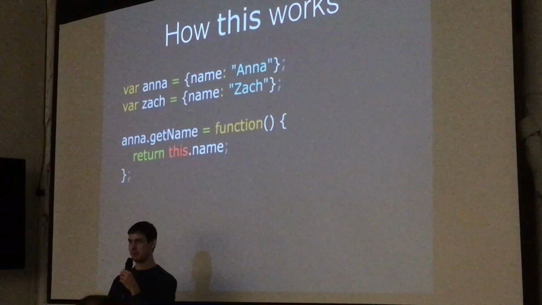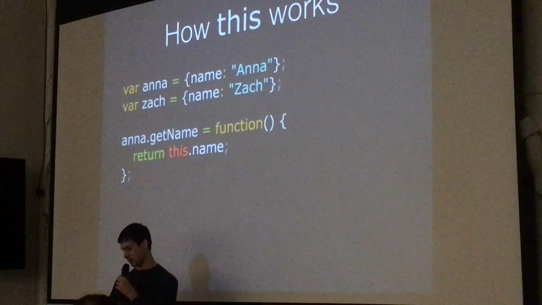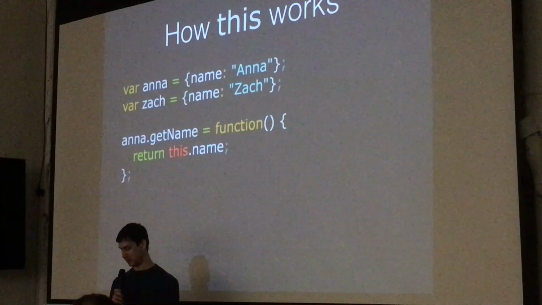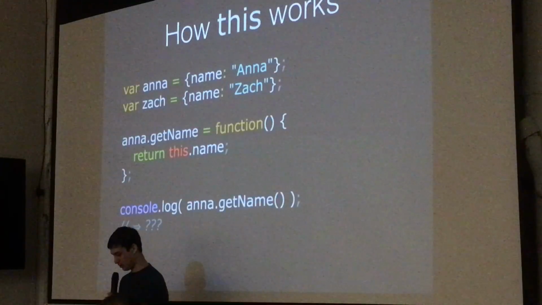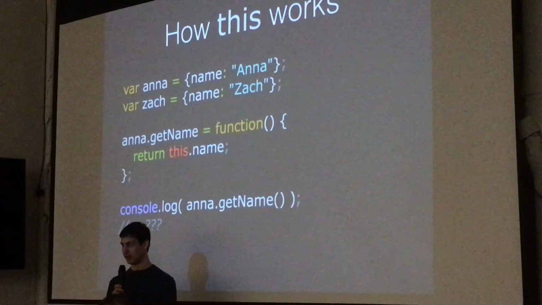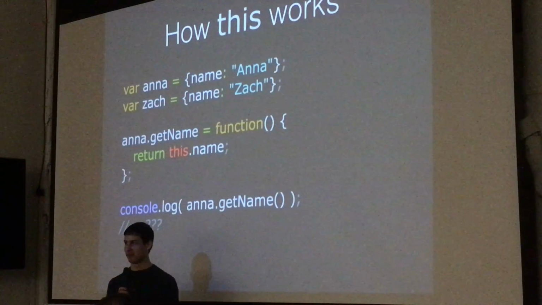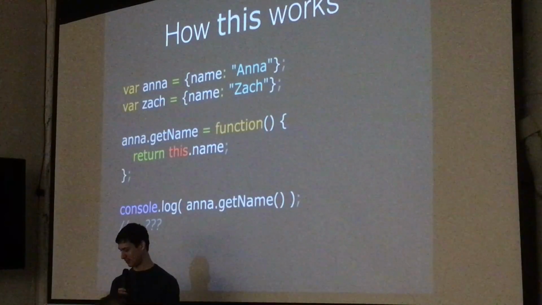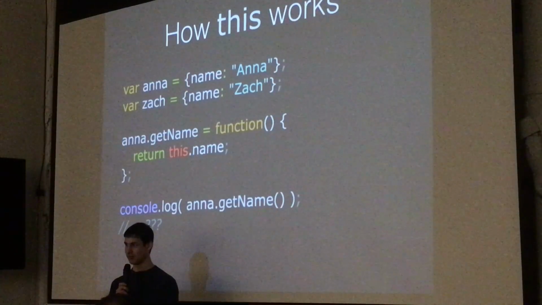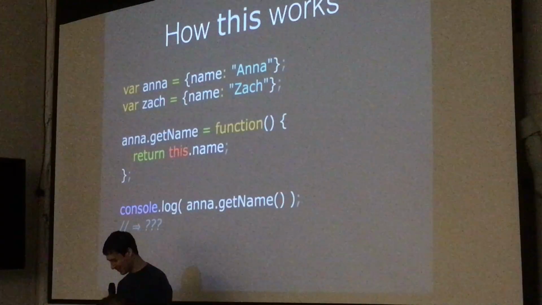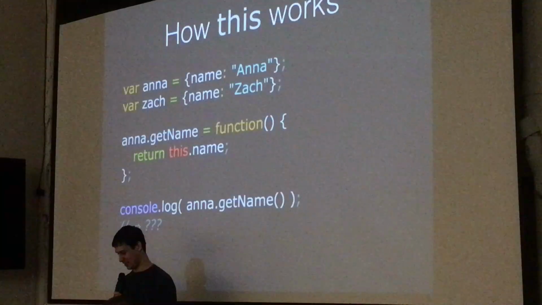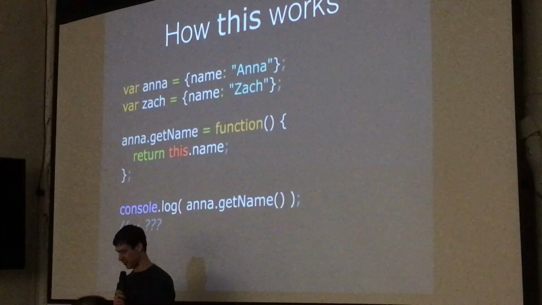So now we have our objects. Also to set up, let's define a getName function. So now you tell me what will happen when we call n.getName. What do we get? What is printed? Yeah, that's right. So, this is Anna when the function is called.